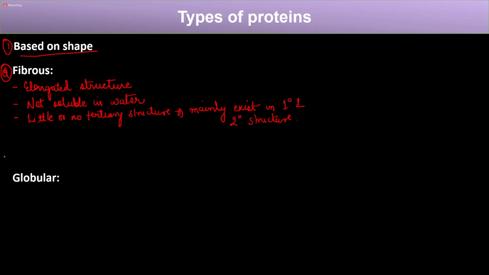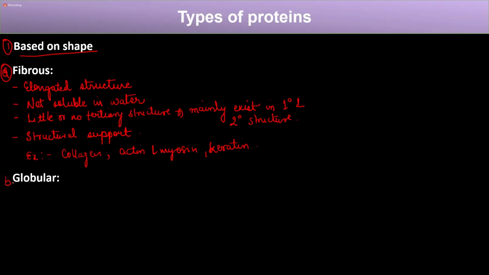Now, what is the function of fibrous protein? They are mainly involved in structural support. And what are the examples of fibrous protein? The examples are collagen. Collagen is one of the most abundant proteins present in the body. Then we have other proteins like actin and myosin that are present in muscles. Then we have a protein present in our hair, that is keratin. So this is about fibrous protein, a type of protein based on shape. It has an elongated structure.